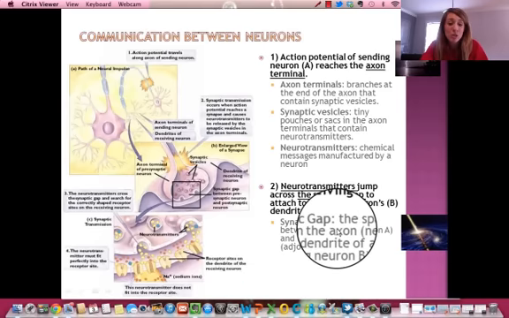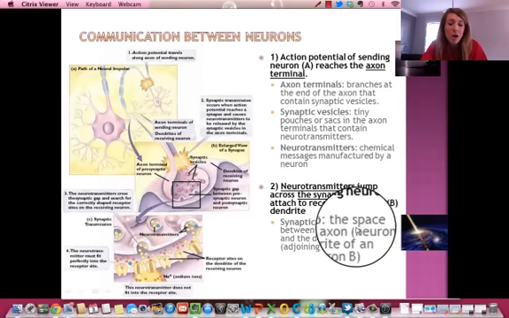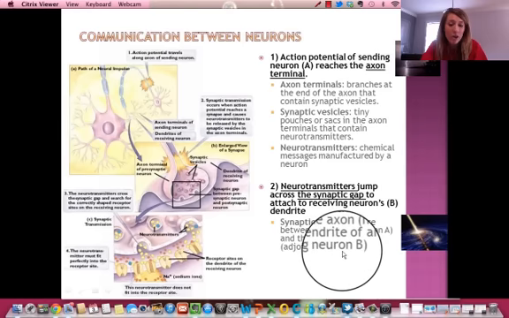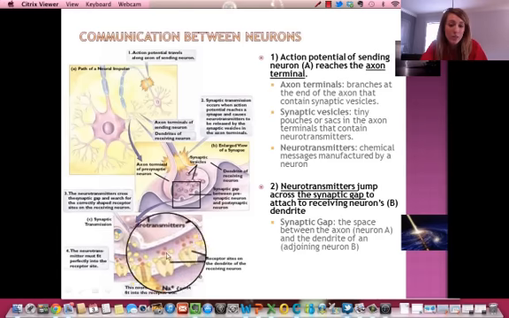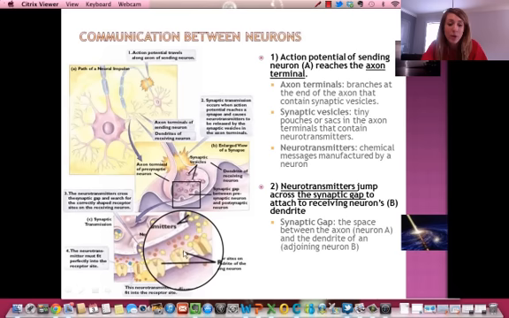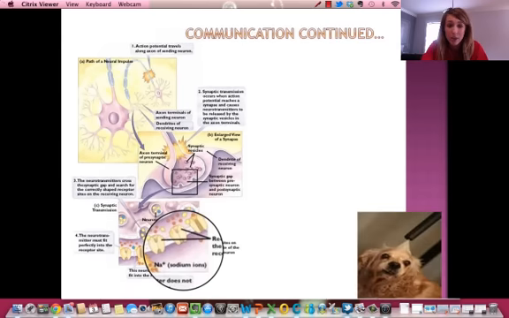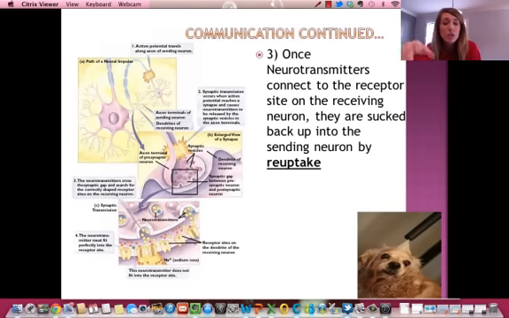So the synaptic gap is just the space in between the axon of neuron 1 and the dendrite of neuron 2. So you see here, this is that little space right here where my cursor is, okay? It's very, very tiny. You can't even really see it with the naked eye. We used to think that there was no space at all and they were connected, okay? So, synaptic gap.